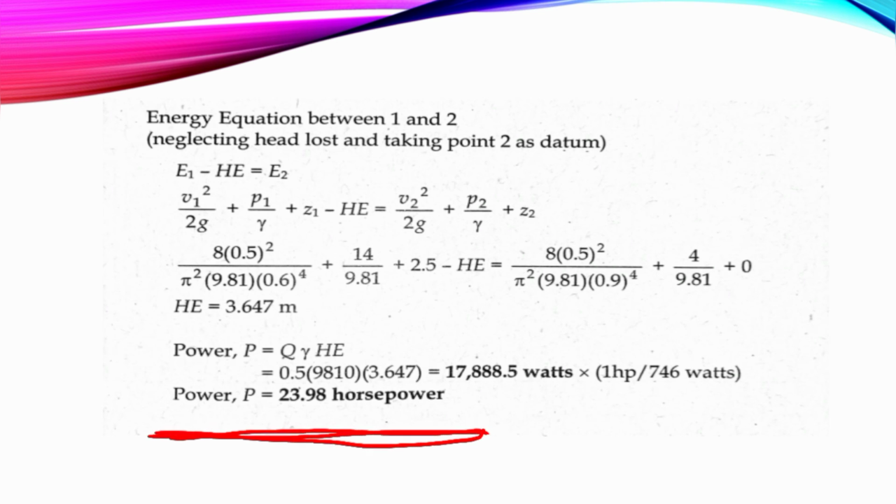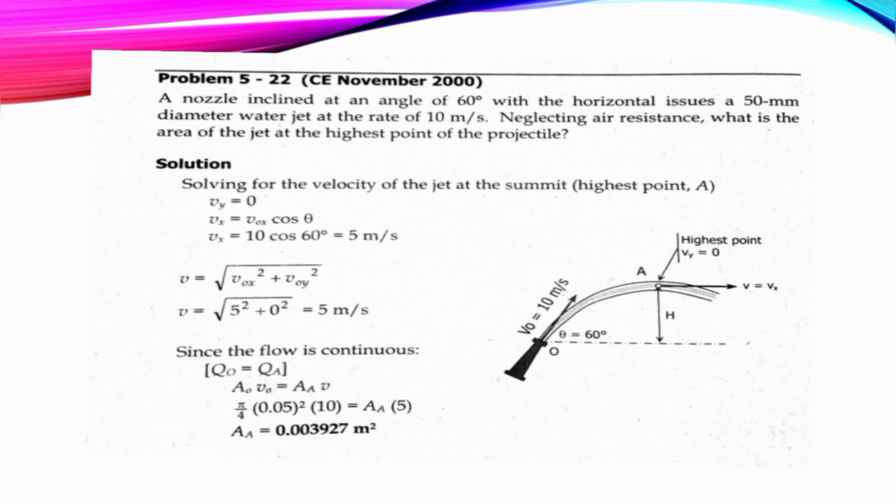Another problem, problem number 22. A nozzle inclined at an angle of 60 degrees with a horizontal issues a 50 mm diameter water jet at the rate of 10 meters per second. Neglecting resistance, what is the area of the jet at the highest point of the projectile? Here's the solution. Solving for the velocity of the jet at the summit or at highest point, point A.